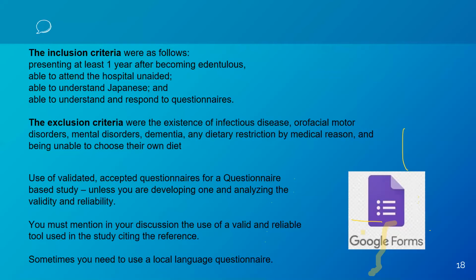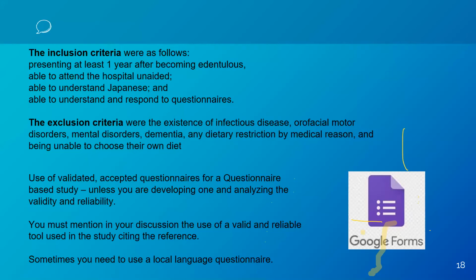You will never get it published in a good journal, simply because this questionnaire is not validated, it is not accepted, and there is no research done on the questionnaire. In fact, forming a questionnaire is itself research. So don't just go online, form a Google form, and go ahead with the questionnaire-based study. If you want to do a questionnaire-based study, which you must do, especially for local public health kinds of research.